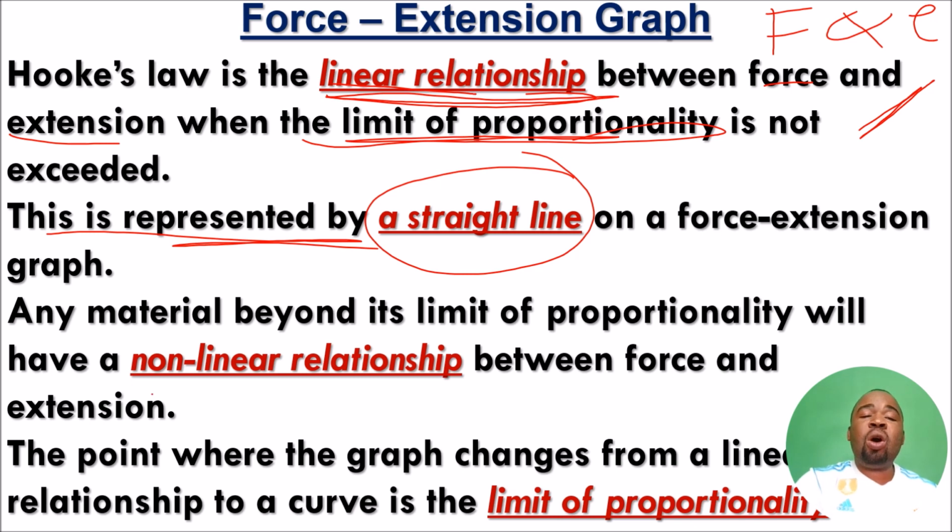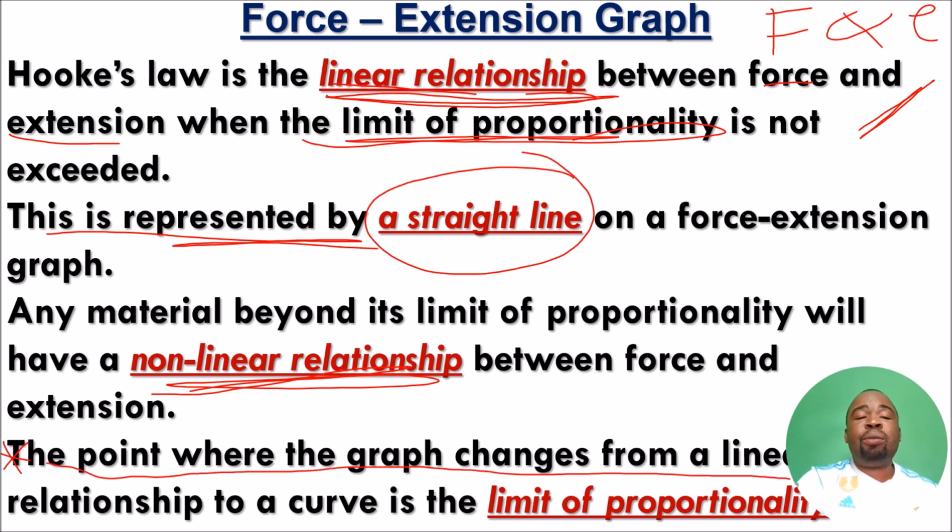Once we go beyond the limit of proportionality, we expect a curve or a non-linear relationship. Now, it's very important on this part to note that the point where the graph changes from its linear relationship to a curve is what we call the limit of proportionality. I'm not going to define this. I defined it in the previous class. If you have not watched the previous class, revisit the previous class on this channel.